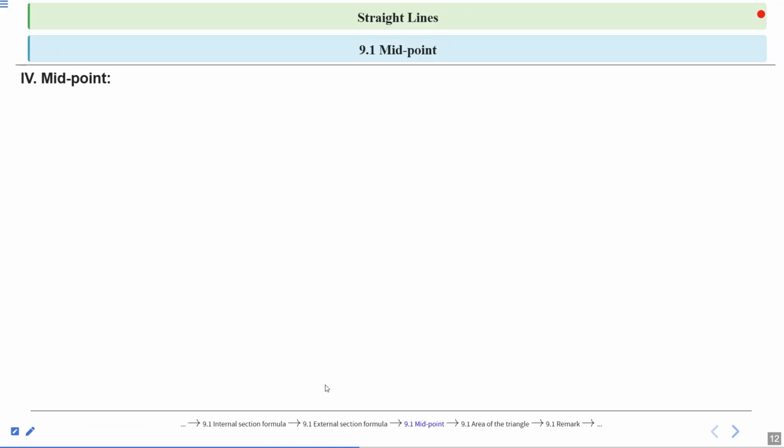So now let us discuss midpoint. So what is midpoint? Let us see the first figure. In this figure you can see the line segment joining the points A x1 comma y1 and B x2 comma y2. Here the point P x comma y divides the line segment AB internally in the ratio 1:1.